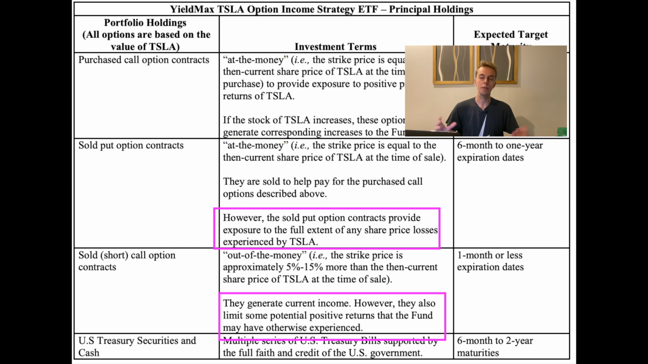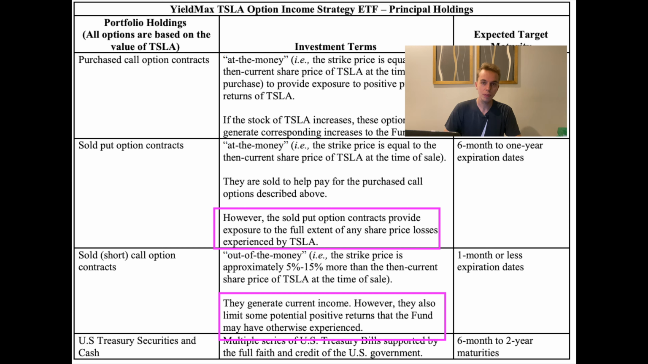So now I've highlighted the most important description, in my opinion, when it comes to selling a put option. Put option contracts provide exposure to the full extent of any share price losses experienced by Tesla. So what that means is you essentially are willing to buy the stock at the money. So if it's trading at $280 right now and you sell a put, that means that you're willing to buy it at $280 6 months from now, right? So if the share price goes to zero, that still means you have to buy the stock at $280. So that's what they mean by that. So you're essentially taking full risk of the stock.